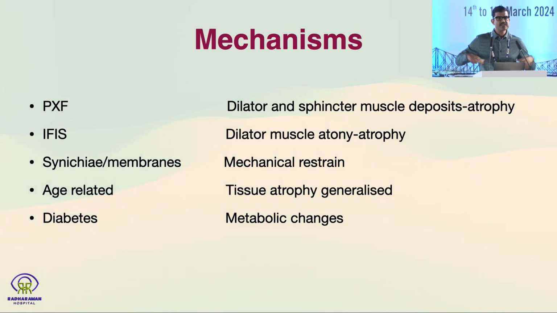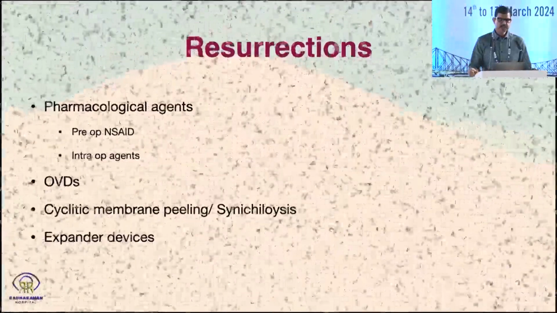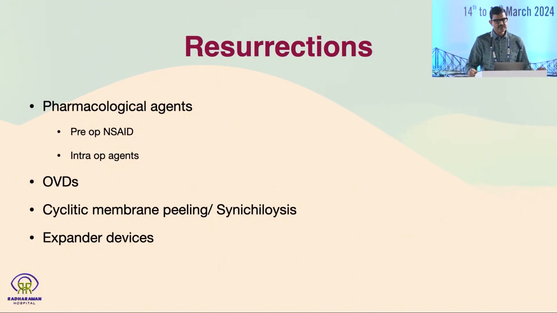Age-related, there is a generalized tissue atrophy that occurs everywhere, in the capsules of joints, to the brain, to the iris muscles as well. And in diabetes, you have metabolic changes occurring in the sarcomeres, which also prevent a pupillary dilatation properly. The resurrective measures, you have pharmacological agents, pre-operative NSAIDs, intraoperative agents, combination of different agents that work. But in select cases, if you have mechanical restraint or very, very rigid pupils, none of these pharmacological agents work.